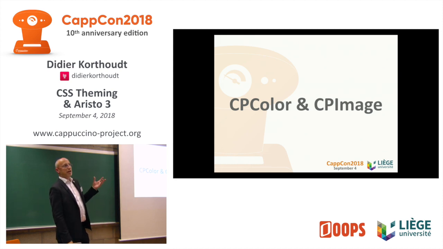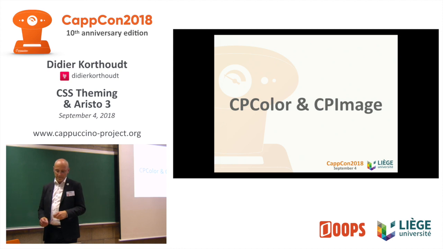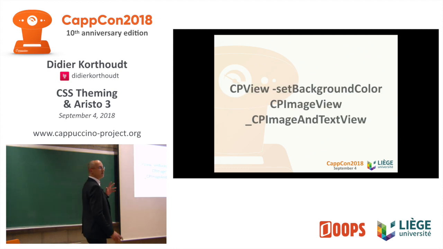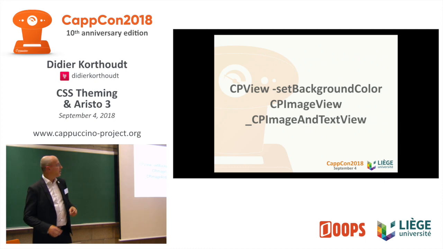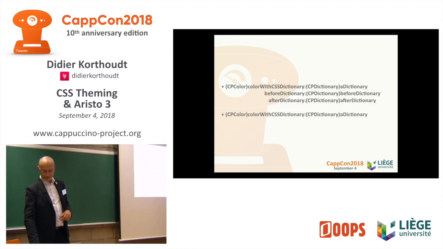In fact, theming is done mainly by these two classes, CPColor and CPImage. And if we can add CSS management to those two classes, then we can implement CSS theming. And they are used mainly in three classes: CPView, in setBackgroundColor, CPImageView, and CPTextImageView. So modifying those three would do the trick.